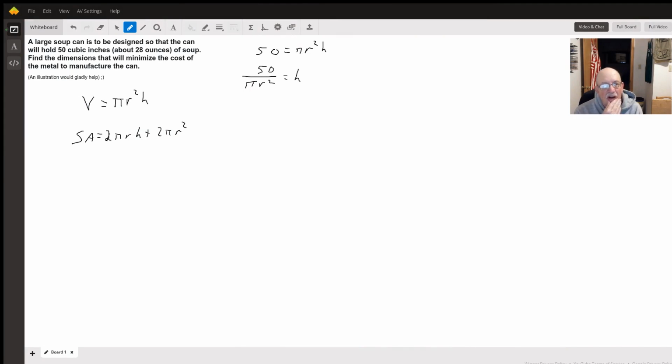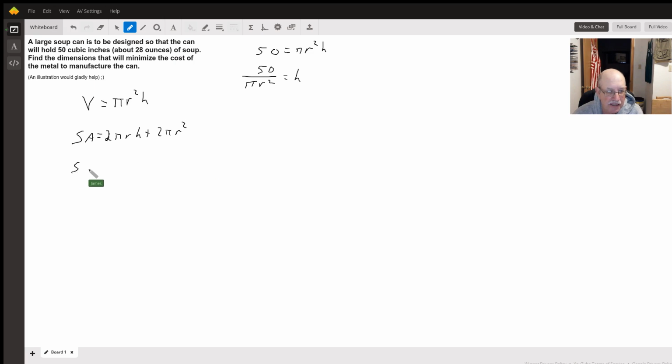So we want to find, basically, to minimize the cost, we want to use as little material as possible. Well, that would equal the surface area. So we know that the volume of the can is 50 cubic meters. And we know that the formula for volume is pi r squared h. So I want to solve this for h, so that way, when I do my surface area function, I'm only going to have one variable in it.